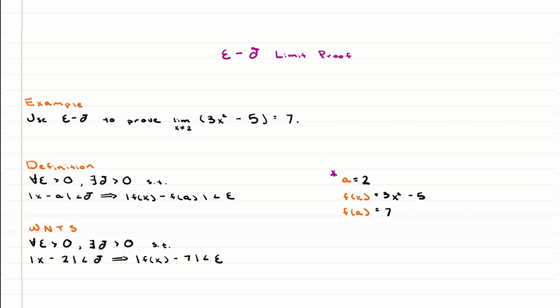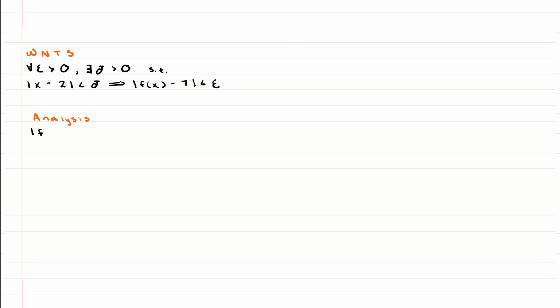Now before we start our proof, let's identify a delta that makes this statement true. So we'll start our scratch work, or our analysis, off with the absolute value of f(x) - f(c). And then we'll plug in for f(x) and f(c). So f(x) is the function that we were originally given, so that's 3x² - 5. And earlier we identified f(c) as 7. Next I'll simplify this down to the absolute value of 3x² - 12. And then we can factor out 3 here. So 3 times x² - 4.